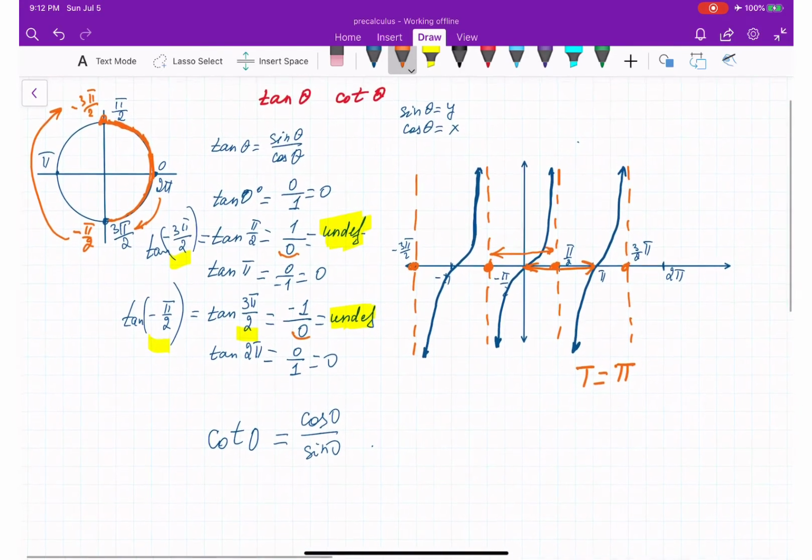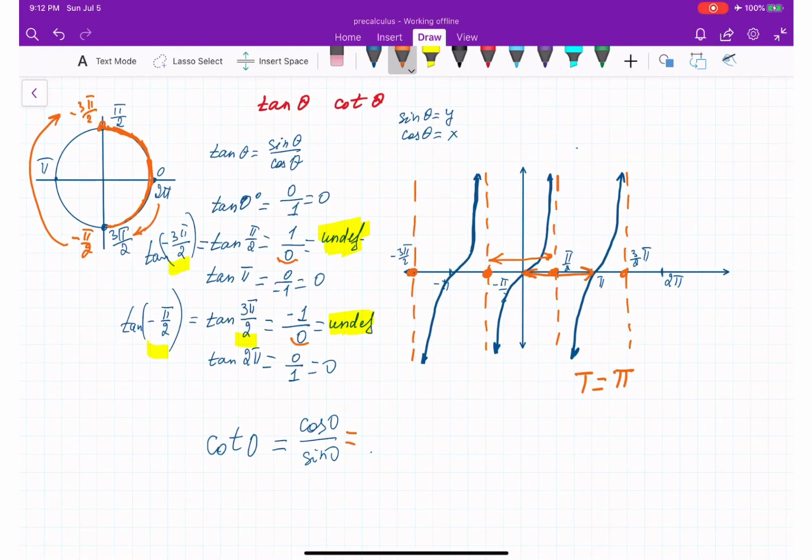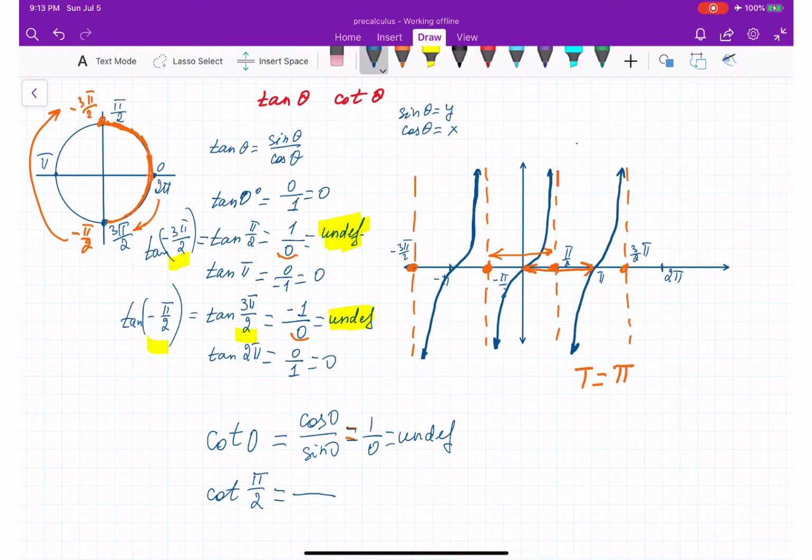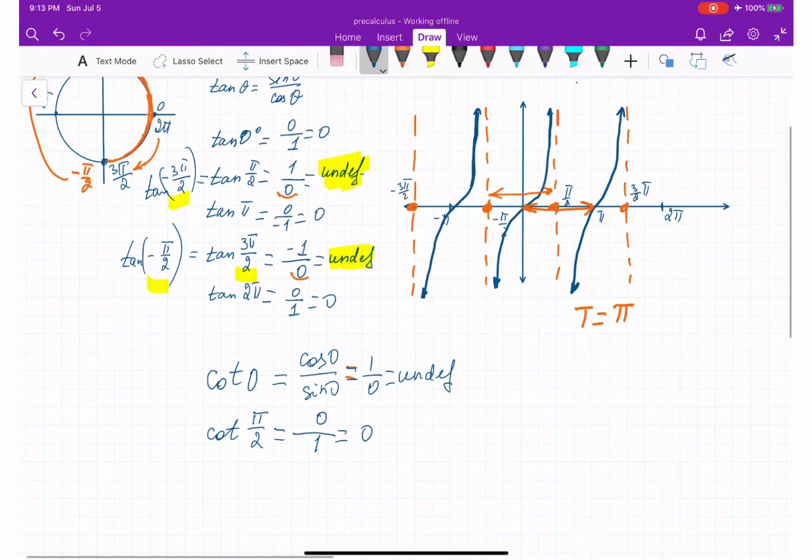So let's go. Cotangent 0: we have cosine of 0, it's going to be 1, and sine is going to be 0. There we go, we got undefined. Next, cotangent pi over 2. My cosine at the point of pi over 2 is going to be 0, and sine is going to be 1. So we are getting 0. Okay, next one.